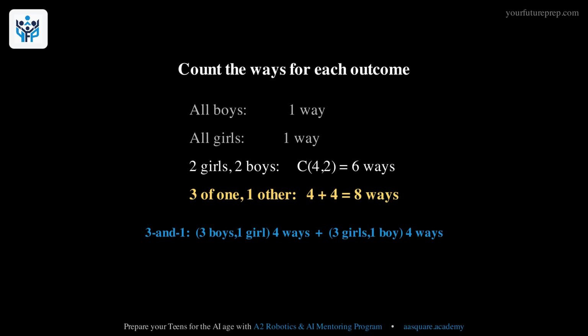Finally, 3 of one gender and 1 of the other. 3 boys and 1 girl gives 4 choose 1, which is 4 ways. And 3 girls and 1 boy gives another 4 ways, for a total of 8 ways.